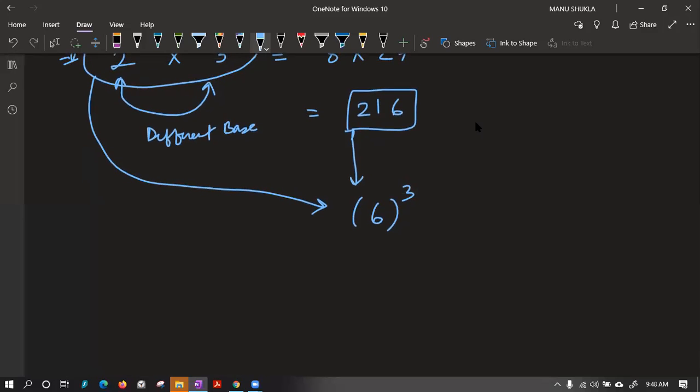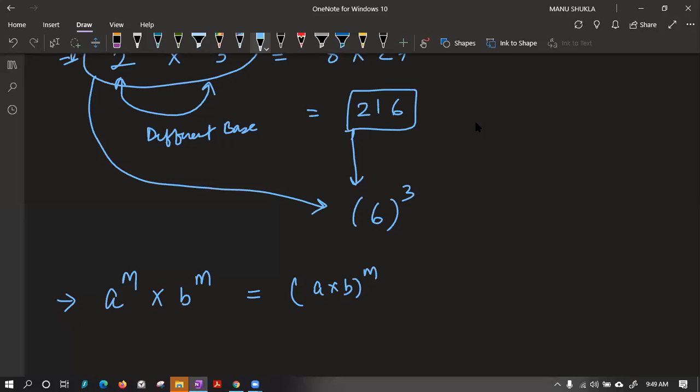So we can say, if we have the formula a power m into b power m, what is the answer? Please tell. Here the exponents are same, so what will happen to the base? Please tell, what is the answer? It will be ab power m.